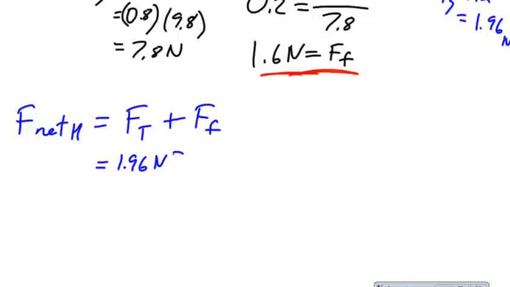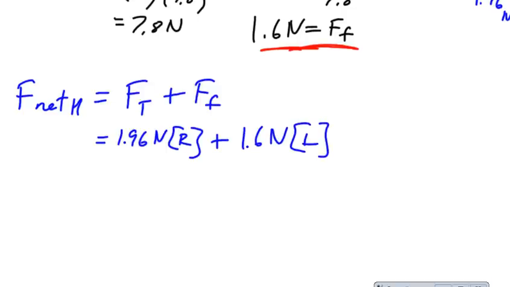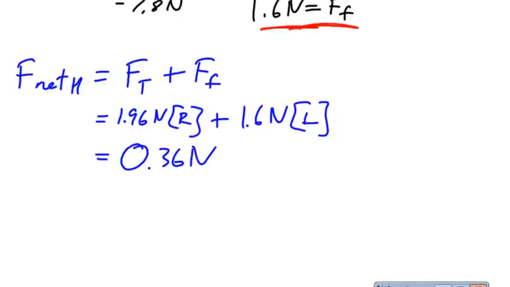And we got the force of friction, which is equal to 1.6 newtons, which is acting to the left because friction opposes the direction of motion. So when we put that out, that is equal to 0.36 newtons. So we now know that our net force is 0.36 newtons. We also know that to figure out net force in the horizontal, that is also equal to mass times acceleration.